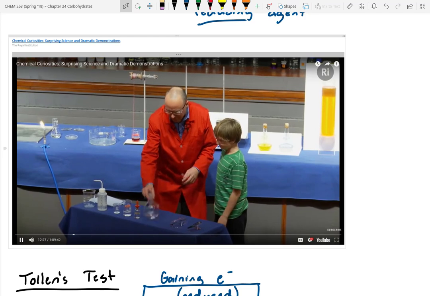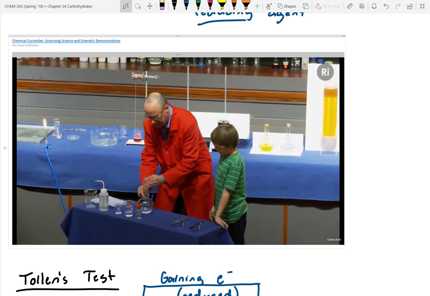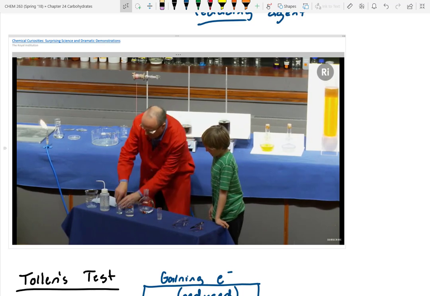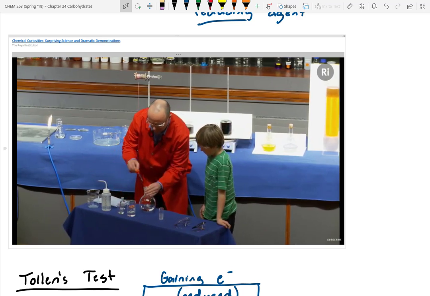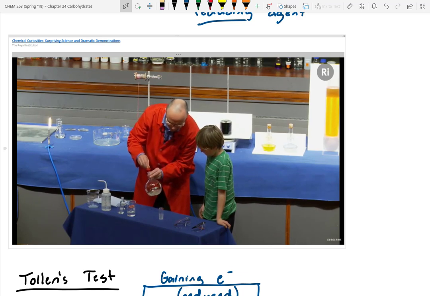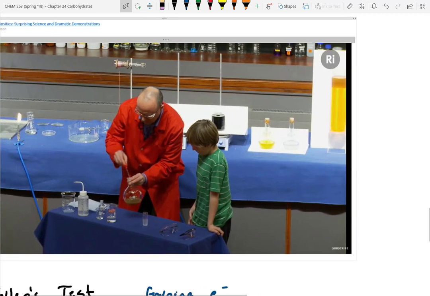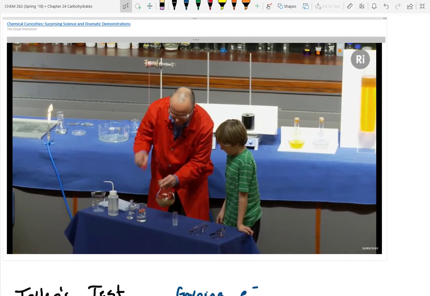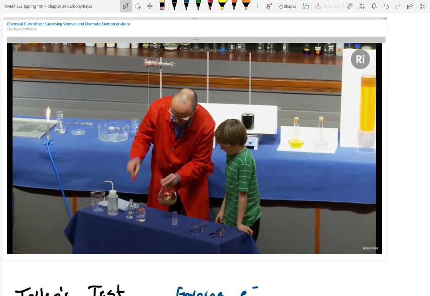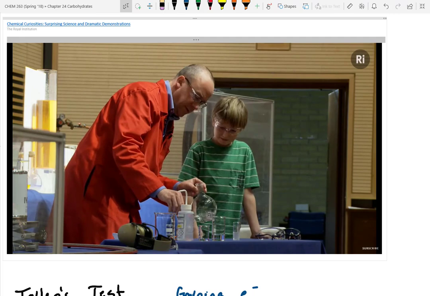Right, I'm going to start off with a flask that contains a solution of silver nitrate, and I'm going to add a little bit of ammonia. And when I add the ammonia, you see that it's forming a sort of brown colour. I'm going to keep on adding the ammonia. In a minute, that brown colour has disappeared, hasn't it?